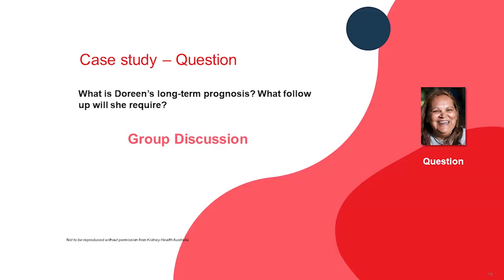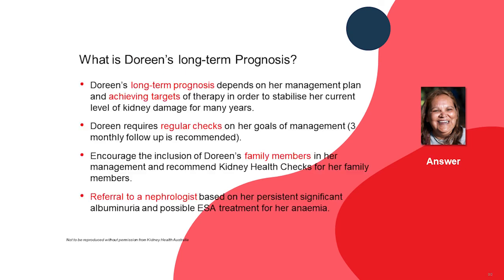So what is the long-term prognosis and what follow-up will she require? Obviously the long-term prognosis is dependent on how we manage and achieve targets of therapy. She requires regular checks on risk factors, and including Doreen's family members in her management is important, and obviously a referral to a nephrologist based on her albuminuria.